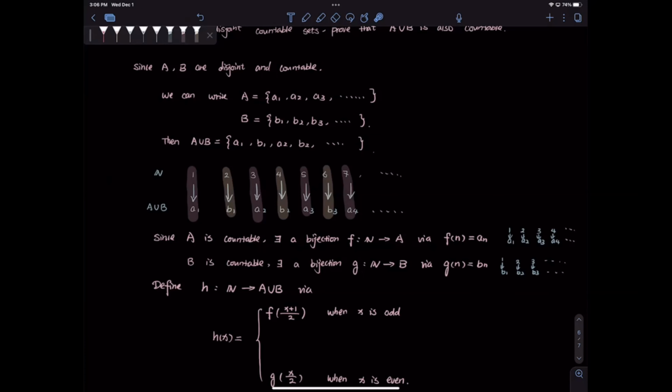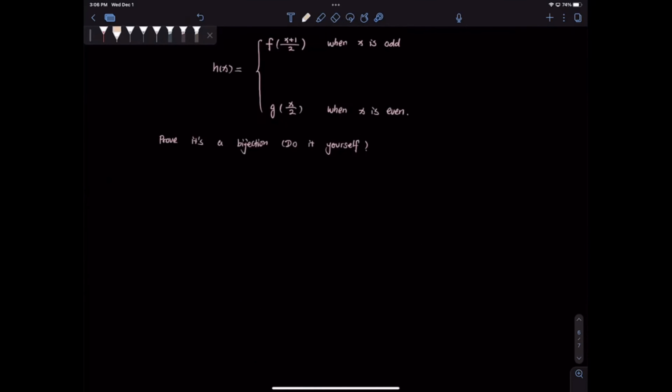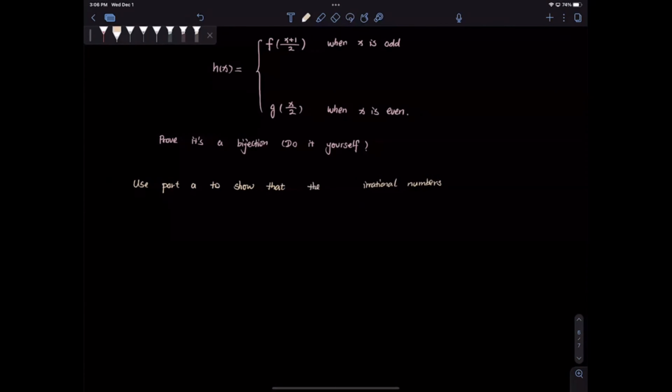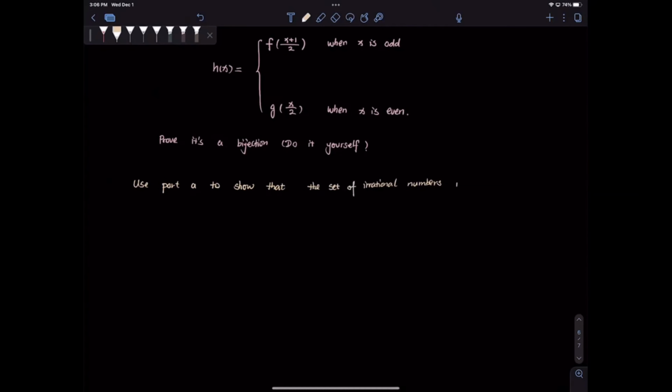Okay. He says use part A to show that the set of irrational numbers is uncountable.